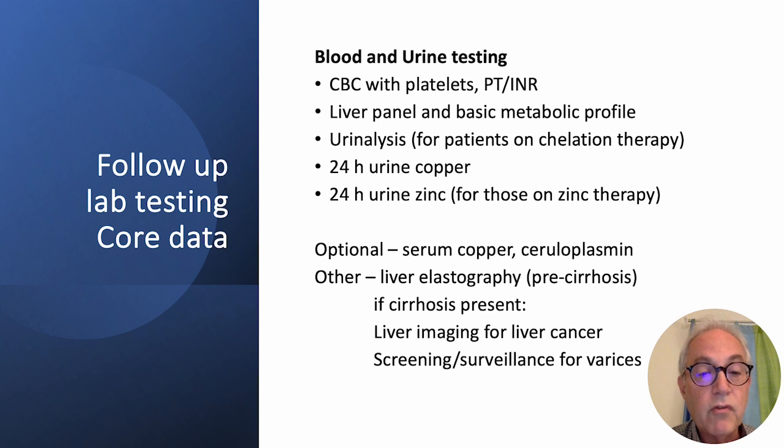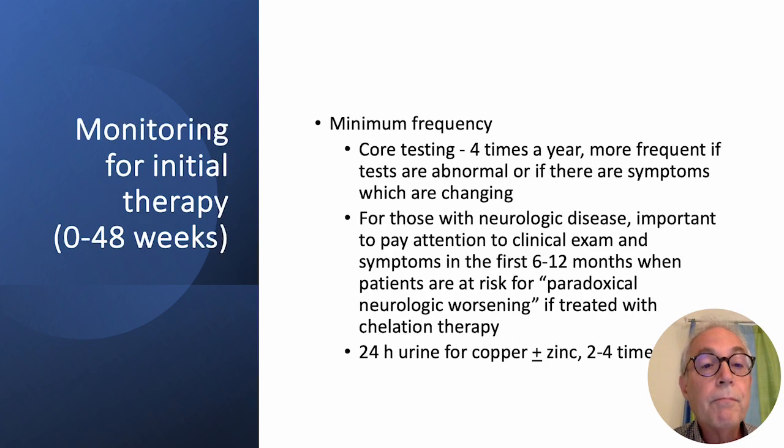If they have cirrhosis present, then separate liver imaging should be performed for liver cancer, typically twice a year, and they may need screening or surveillance for varices, which are the blood vessels that become dilated in either the esophagus or stomach and increase the risk of bleeding complications. And this can be done either annually or, if a patient is placed on a beta blocker to prevent bleeding, may not need to be done at any frequent interval.